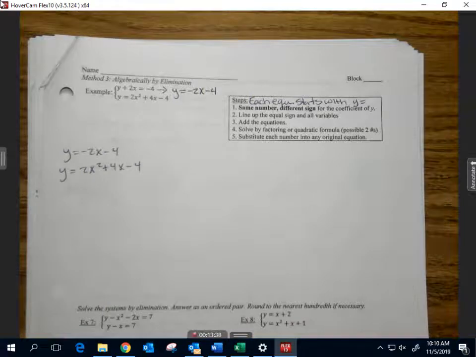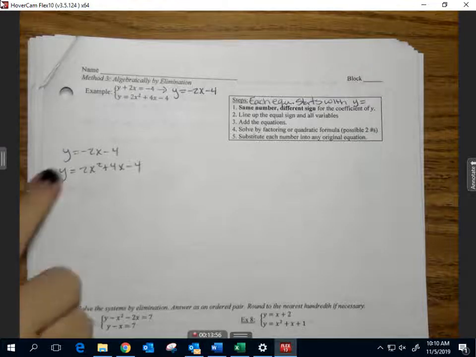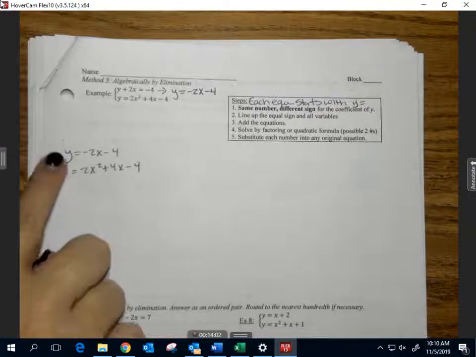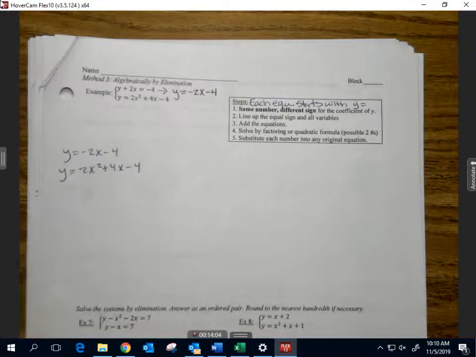So right now, our whole goal is to eliminate one of the variables when we add the two equations together. That's why one has to be positive and one has to be negative, so we can cancel them out. And they have to have the same coefficient. We're looking at the y, so we want to eliminate the y's. If I were to add these two y's together, would that equal 0? Would they eliminate? No, right now they'd be 2y.